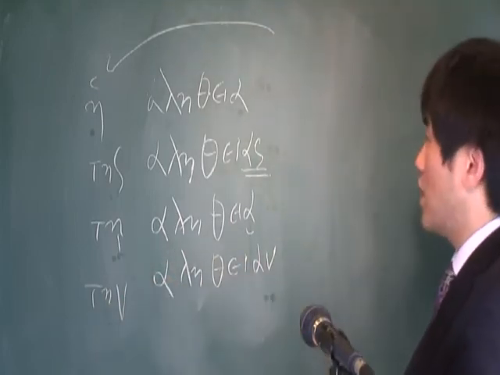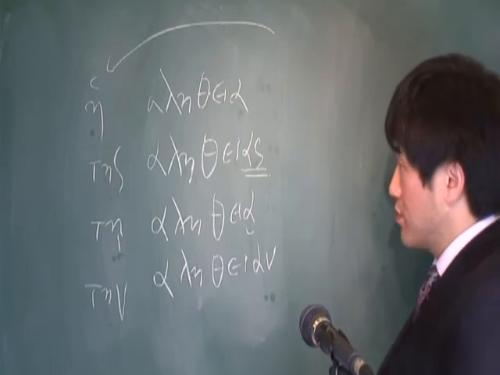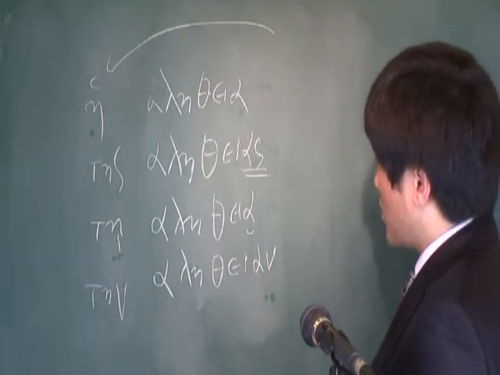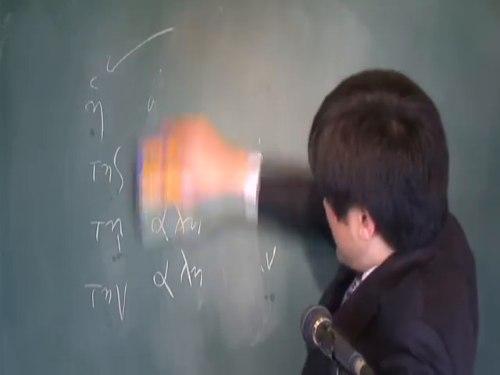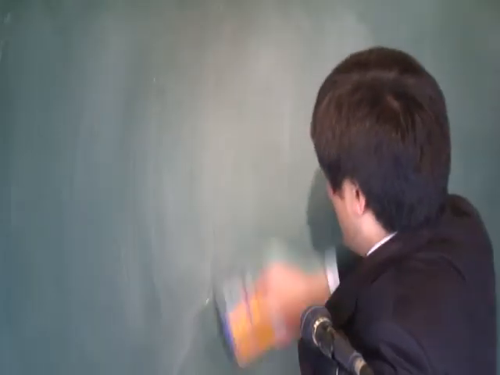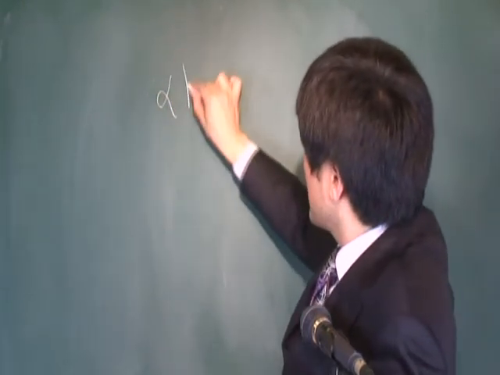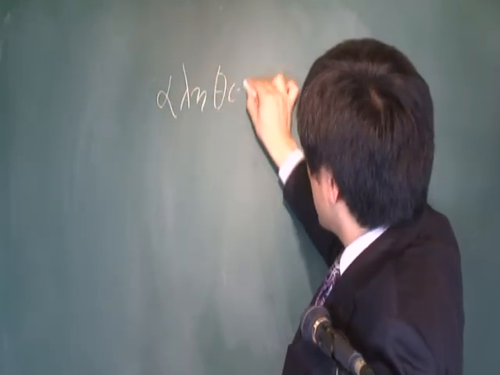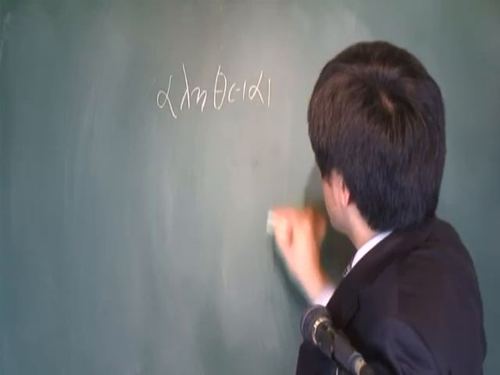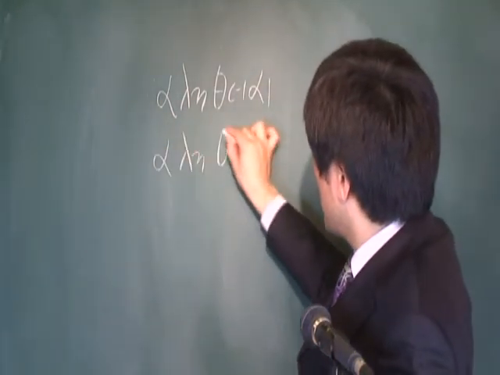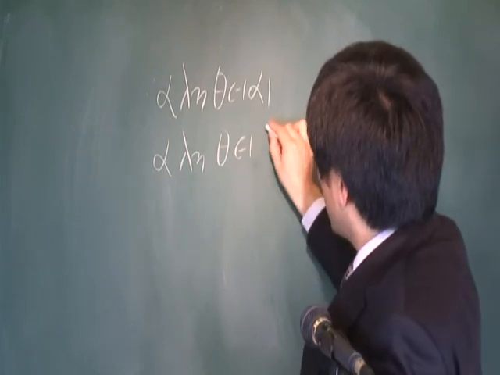Let's first interpret them. Dora, presents. Ta dora, the presents. Ton doron. Doron is of presents. Ton doron would be of the presents.